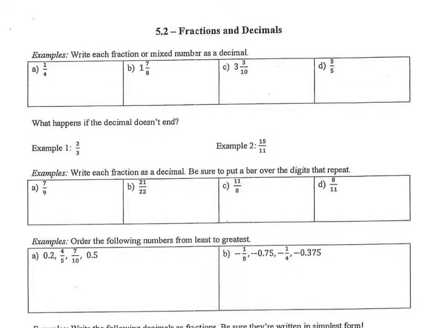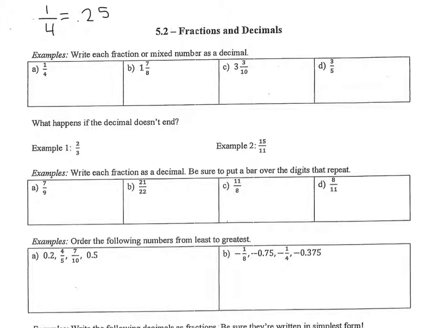Okay, for this part, write each fraction as a decimal. There are some fractions that you should know what the decimal equivalents are. I would know all of the ones that have 4s on the bottom. So 1/4 is 0.25.